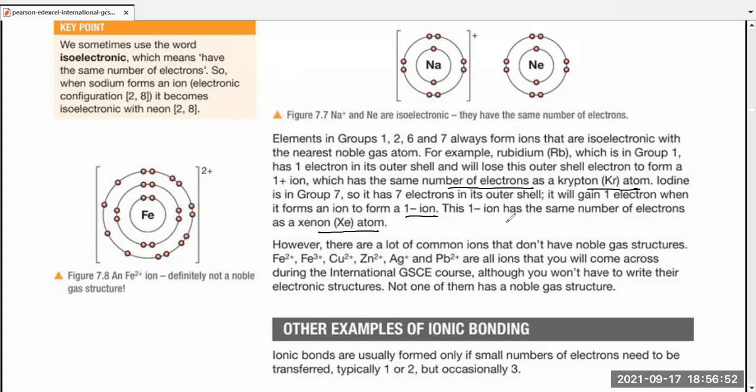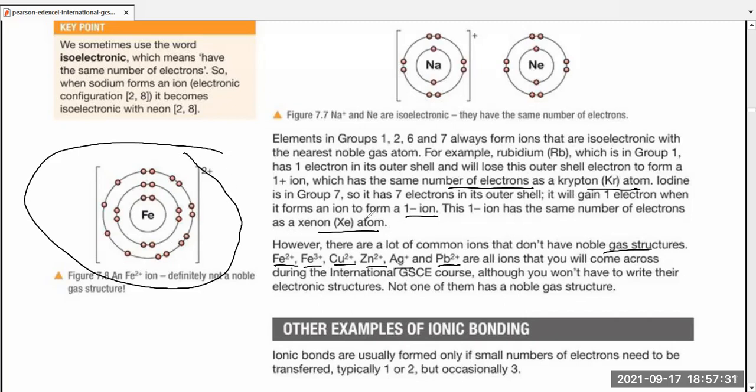iodine. However, there are a lot of common ions that don't have noble gas structures, and most of them are either transition elements, iron +2, iron +3, copper +2, zinc +2, silver positive, or the weak metals present at the bottom of non-metallic groups, such as lead +2 at the bottom of group 4. Now, not all the ions are something you're supposed to go with in this IGCSE course, so don't worry about them because they don't have a typical nearest noble gas structure.